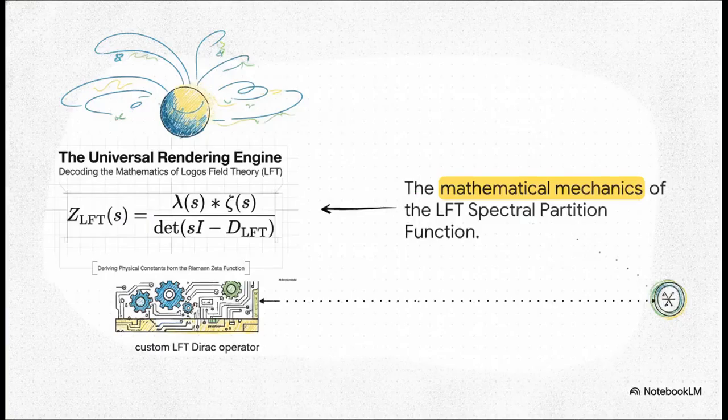Breaking down the mathematical mechanics of this filter, the LFT spectral partition function, we see it split into two absolutely crucial parts. Up top, the numerator compiles the complete Riemann Zeta function. You can think of that as our raw math input. And down below, the denominator houses the custom LFT Dirac operator, which acts as the system's rigid hardware filter.